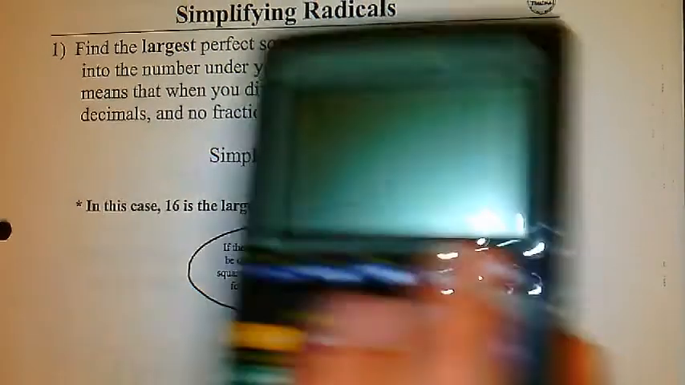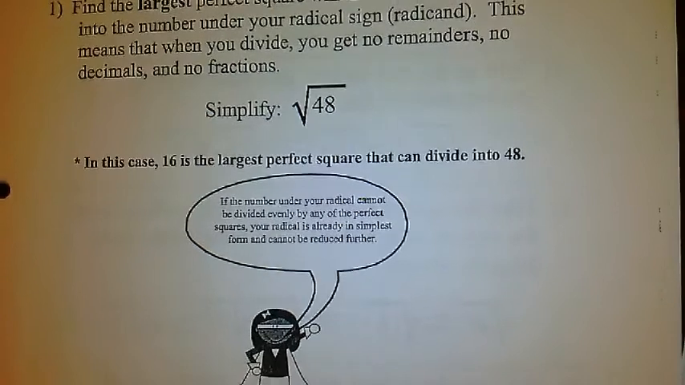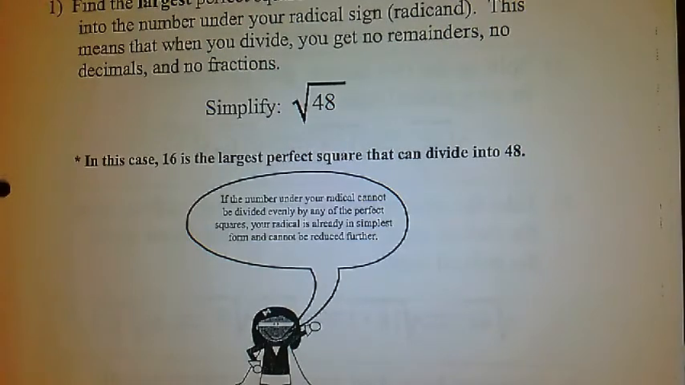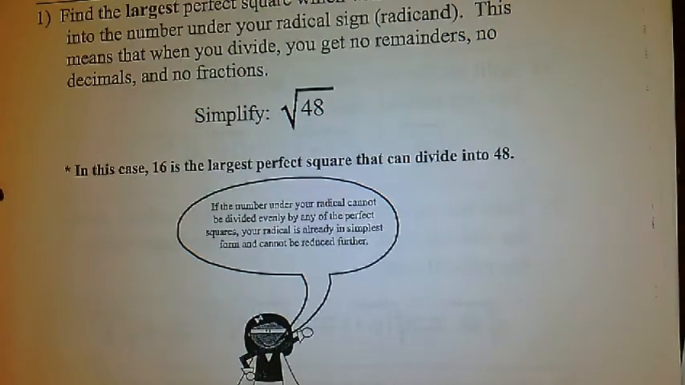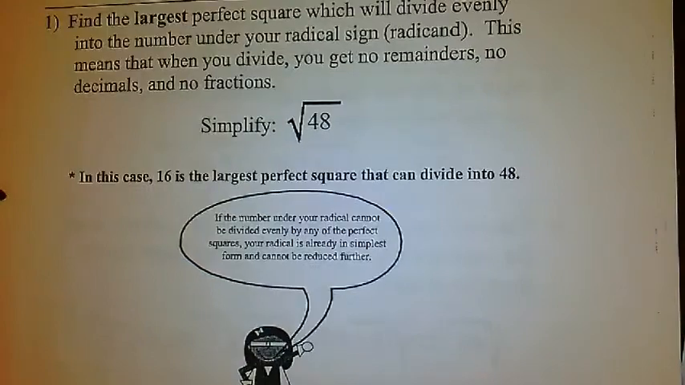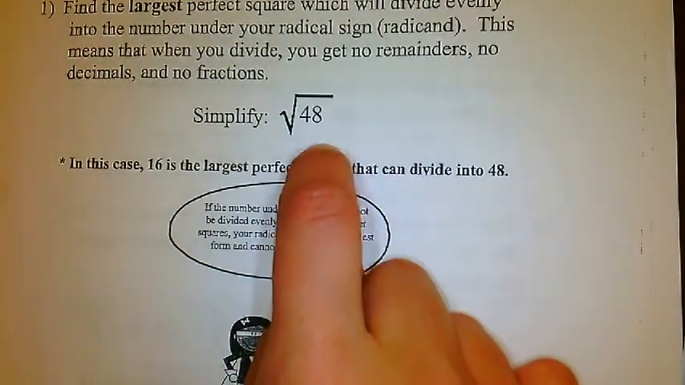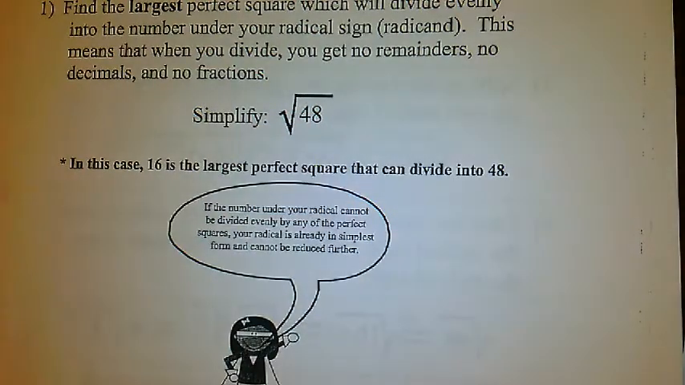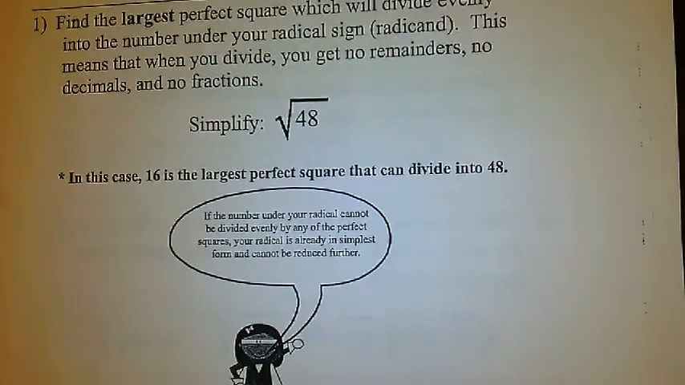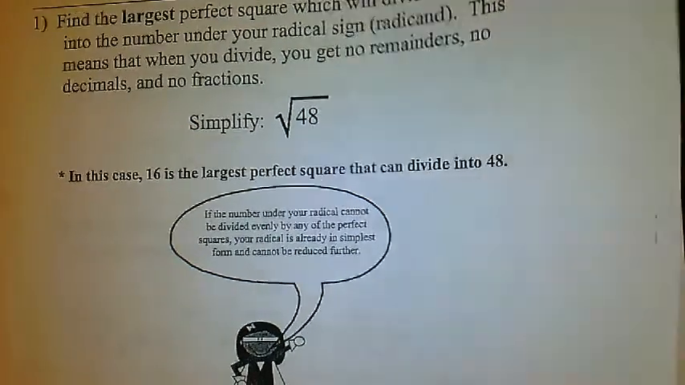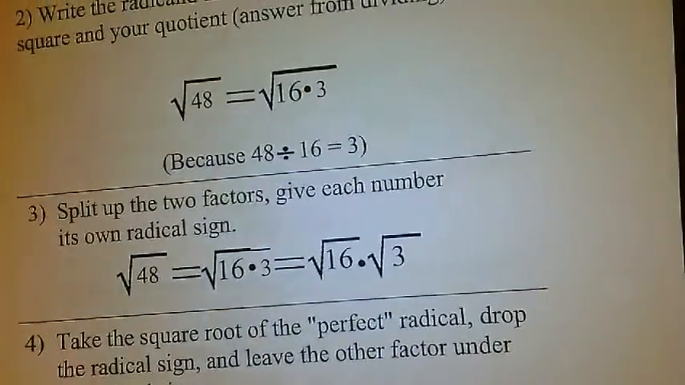Now that is way better than 4 and 12, so that's the one I'm going to go with. So again, if the number under the radical cannot be divided evenly by any perfect square, your radical is already in simplest form and cannot be reduced further. What I will say is a number big like this, not that 48 is large, those numbers are most likely going to be able to be separated a little bit more, simplified.